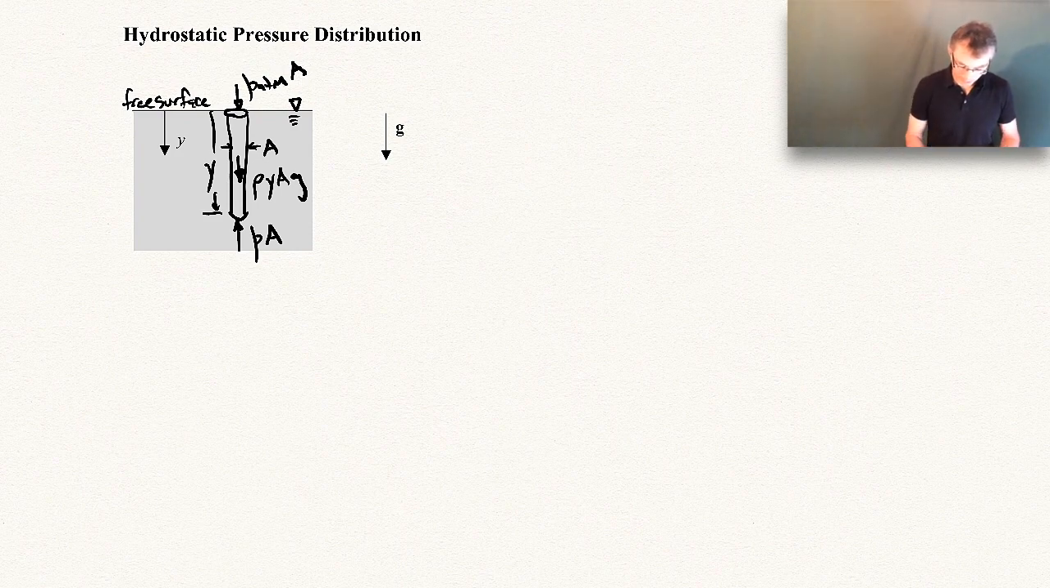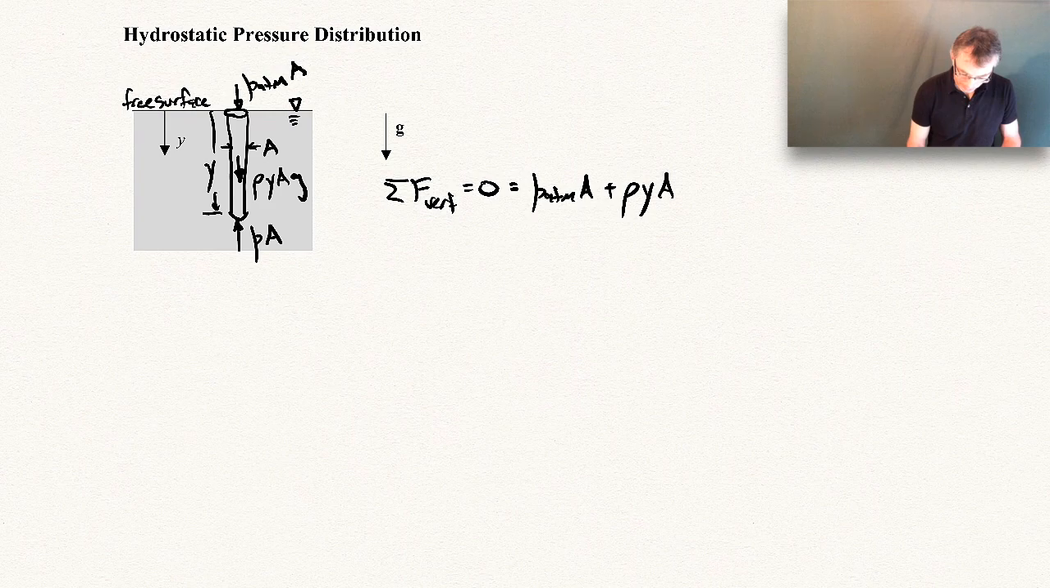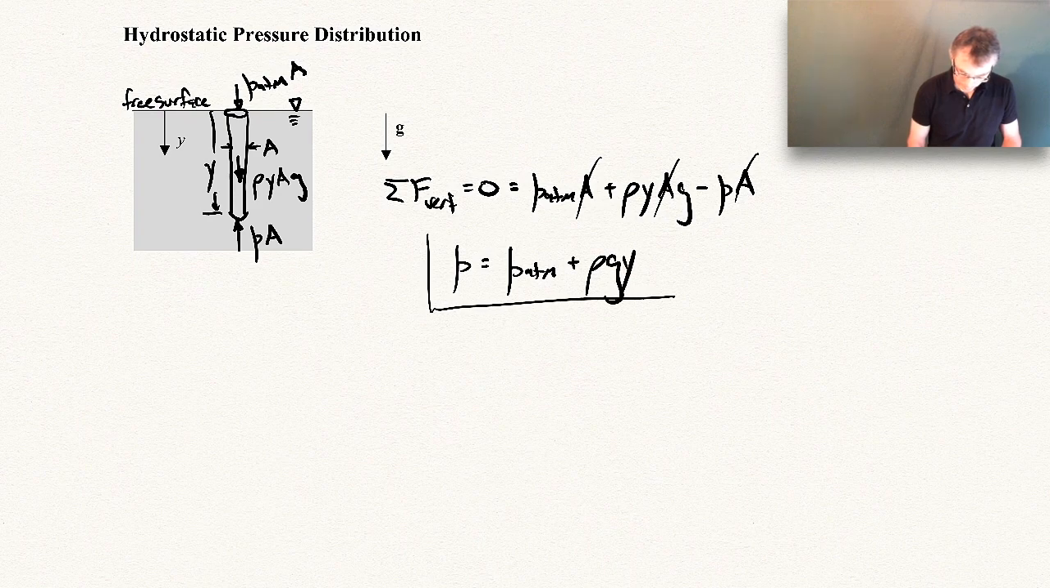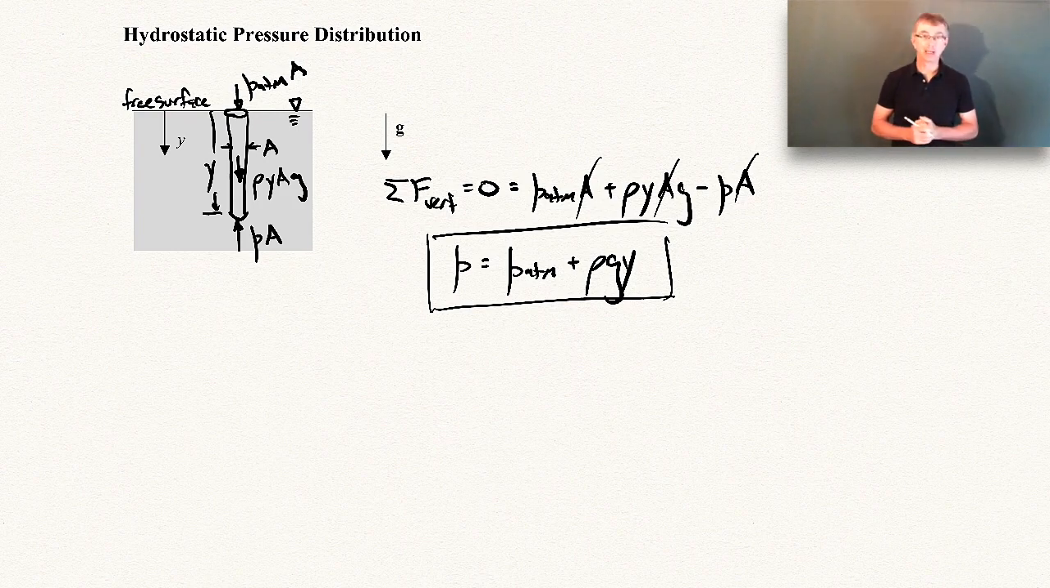Now let's go ahead and sum forces in the vertical direction. Set it equal to 0. So pointing downward, we have P atmosphere times A plus the weight, rho y A times g, and then holding it up is P times A. You'll see there's an A in each one of these, and then we can just rearrange it to get the following. That is our hydrostatic pressure distribution for this particular case.